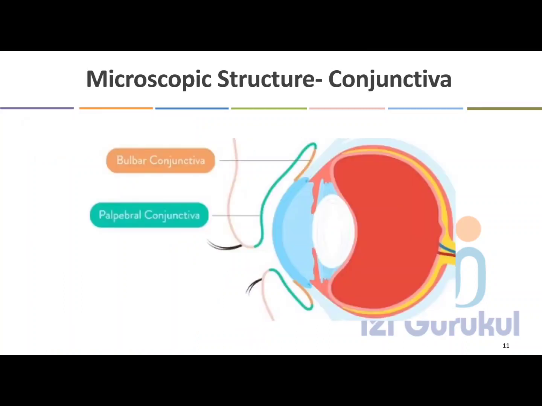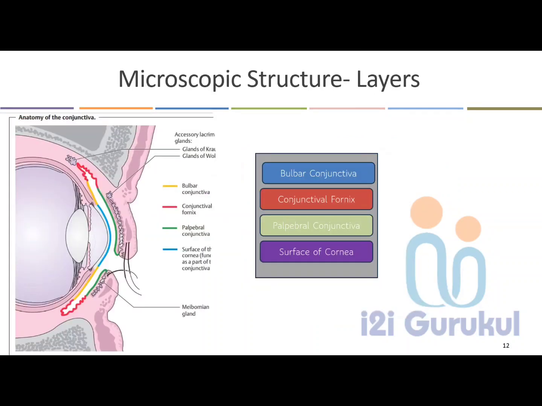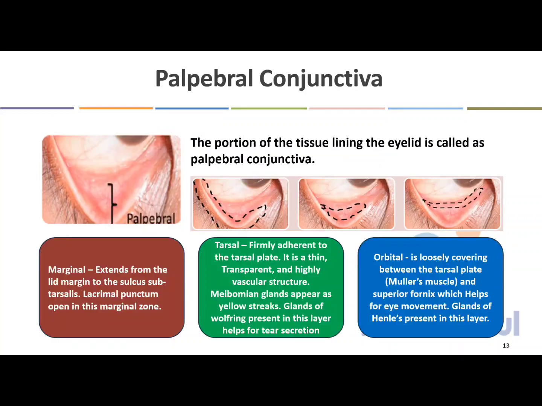Now we'll see one by one the palpebral as well as bulbar conjunctiva, and also the fornices. First, we'll go through the palpebral conjunctiva. As mentioned in the earlier slide, the palpebral conjunctiva is divided into three parts, marginal, tarsal and orbital. It is the inner lining of the eyelids. The palpebral conjunctiva shares its blood vessels with the eyelids.